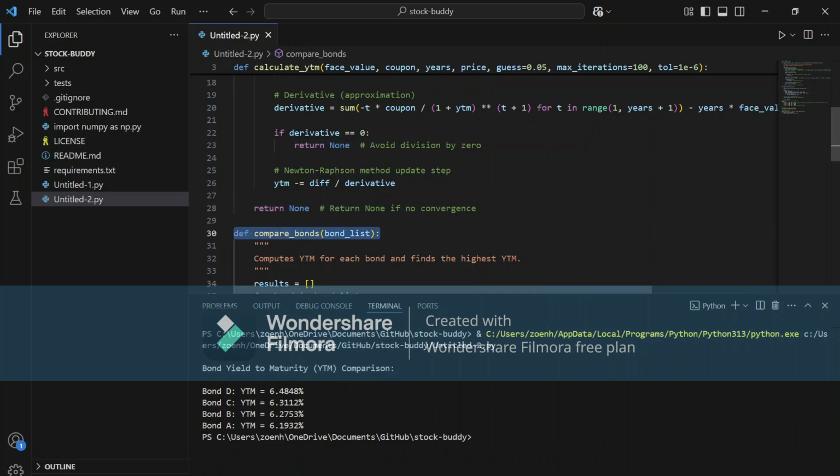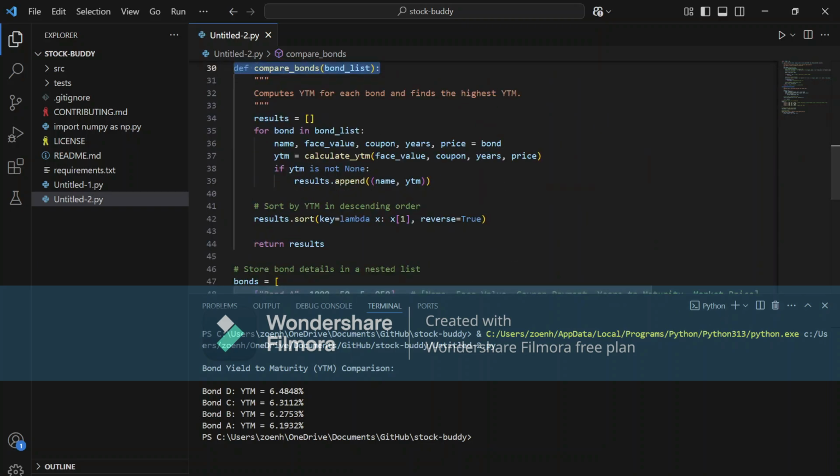So this function here takes the list of bonds and calculates the YTM for each. This right here is pretty much a loop through each bond. We unpack values, like the name, the face value, etc. We calculate its YTM and store the results.